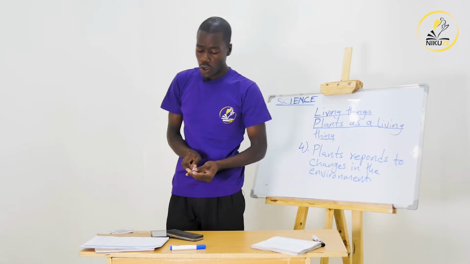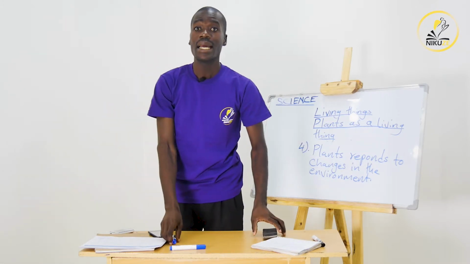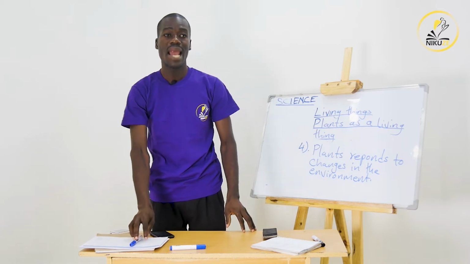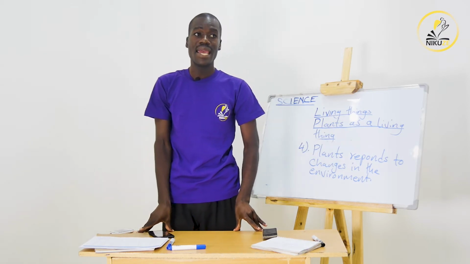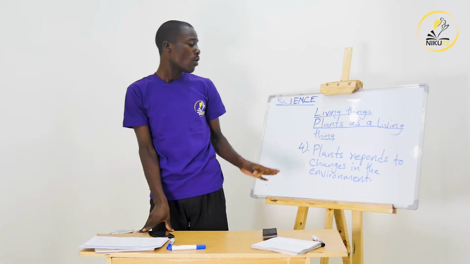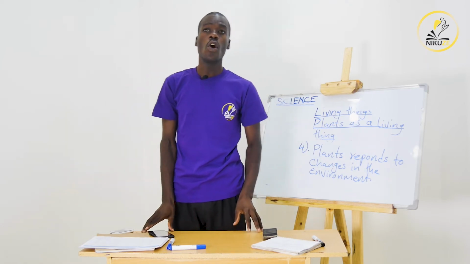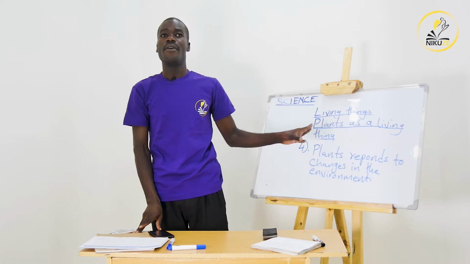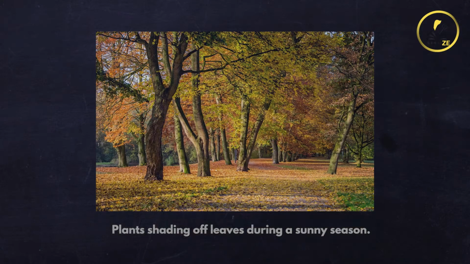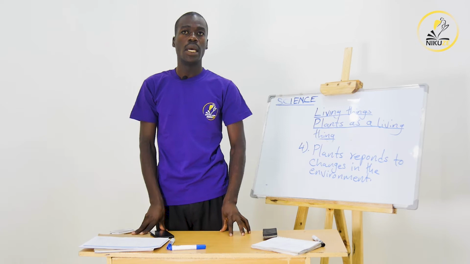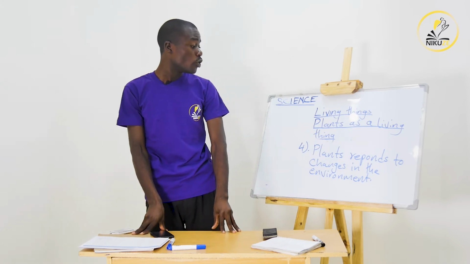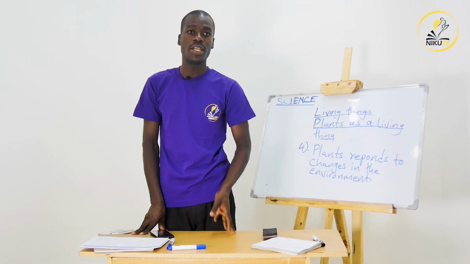What do we mean by respond to changes? We know that climatic change affects plants. So we have dry seasons and we have rainy seasons. If you are observing the plant during the dry season, you will see that some plants shed off their leaves. Why do they shed off their leaves? They are shedding off their leaves so that they minimize the waste of water through the leaves. That is response to change in the environment, changing of leaves.